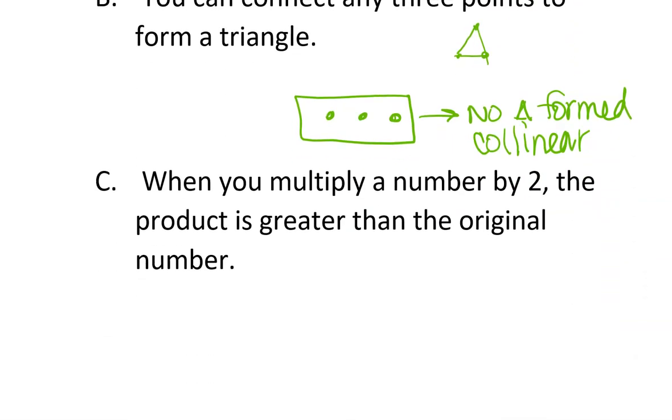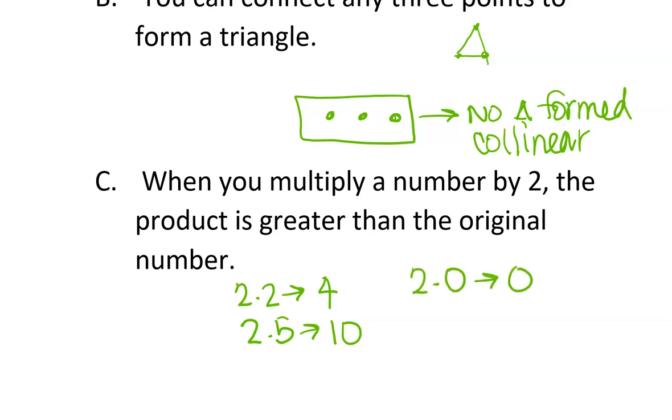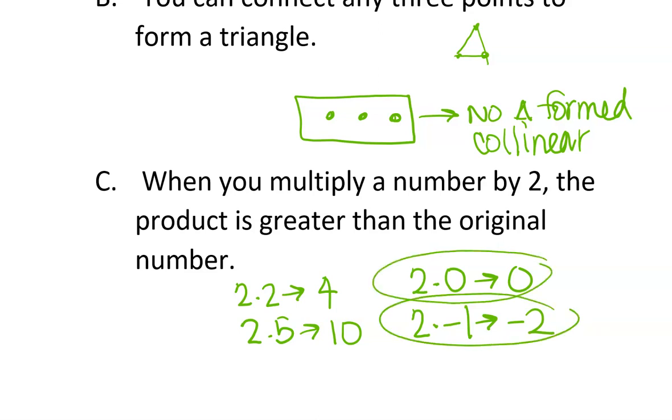When you multiply a number by 2, the product is greater than the original number. So every time you multiply by 2, is it always greater, was what you're thinking about. So if we think about positive numbers, 2 times 2 is 4. 2 times 5 is 10. Okay, how about if we multiply 2 times 0? That's less. Or how about if we multiply 2 times a negative number? That's also less. So here's a counterexample. Here's another one. Either of those would work. And of course, you could have many different answers here.